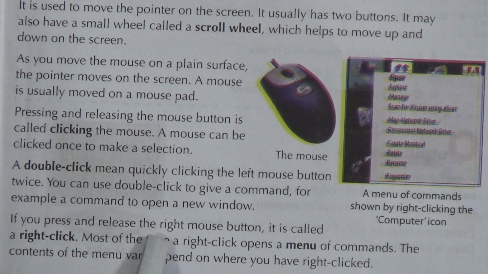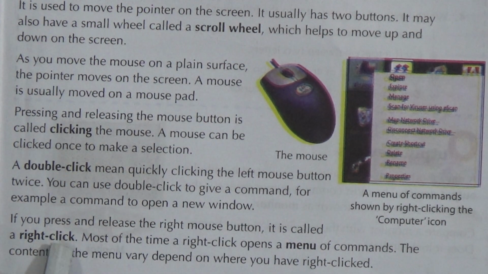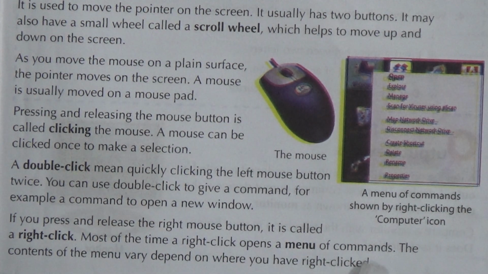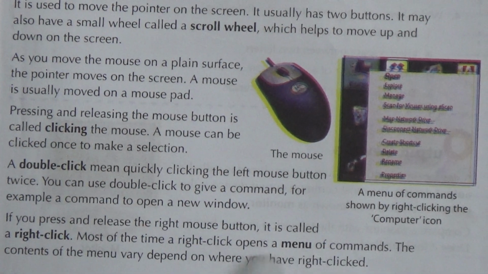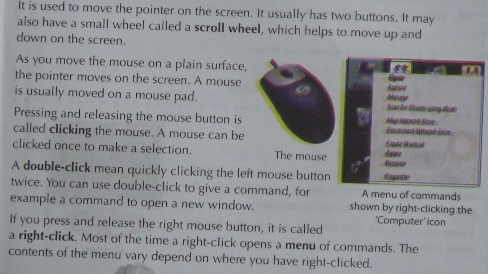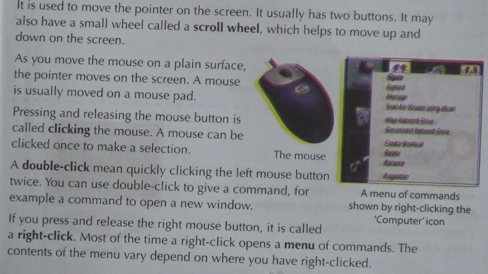If you press and release the right mouse button, it is called a right click. Most of the time, a right click opens the menu of commands. So when you do the right click, it opens the menu of commands. The contents of the menu vary depending on where you have right clicked. What you can see on that menu can be different depending on where you have right clicked.